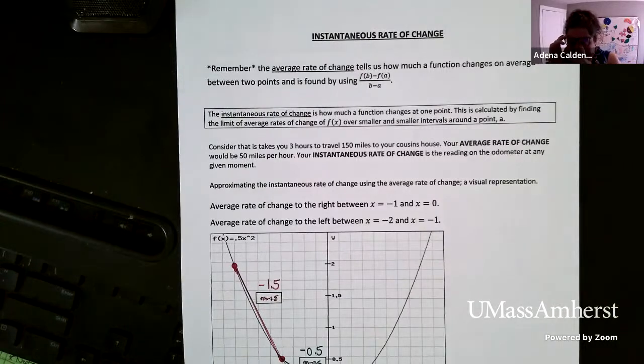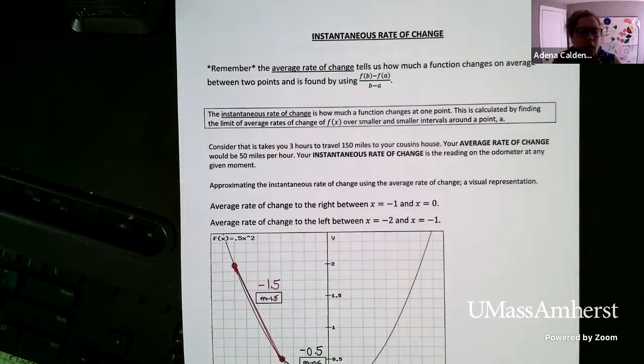So what we're going to do, like I said, is combine this idea of average rate of change and limits to see what we can determine. Okay. Now, conceptually, what is the difference between average rate of change and instantaneous rate of change?